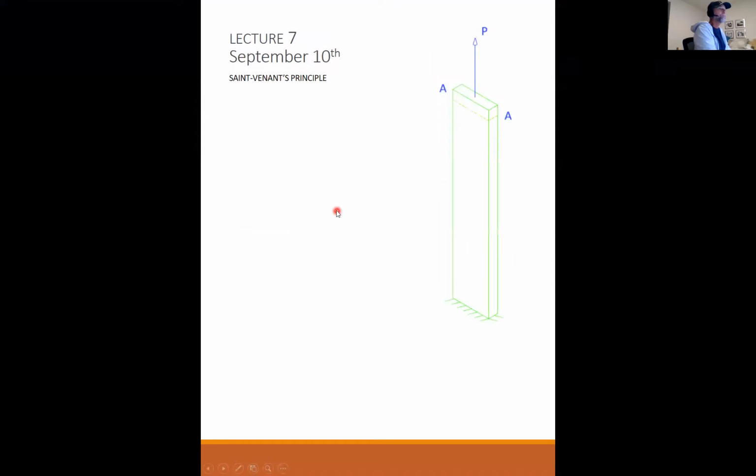So this is how I'm going to describe this principle. If I have a bar or plate of material and I apply a point load to this plate right here at the center, a point load applied to a bar creates a disturbance at the point of application. In other words, right at the point that I'm applying this load, the stresses are not going to be even and nicely distributed. They're going to be irregular.